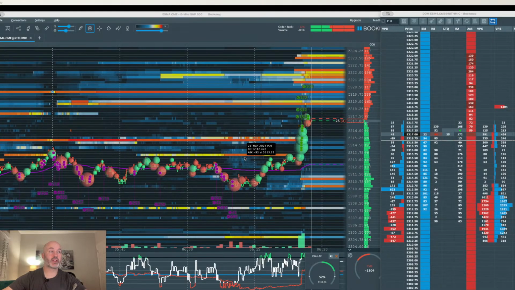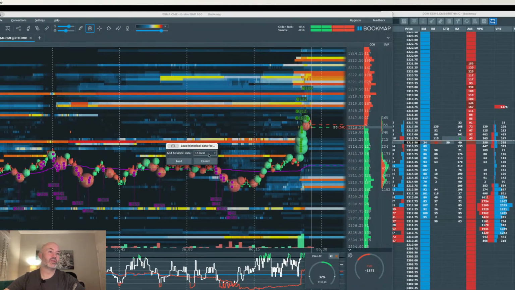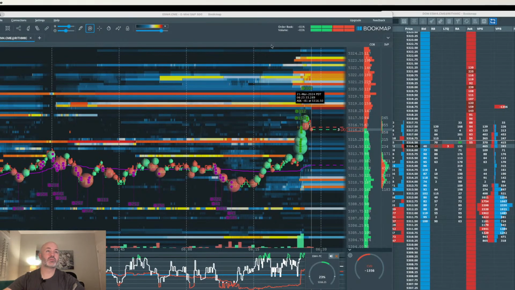It's like it hit it overnight. I can't even go back. I could pull up data. Bookmap does have a way to load historical data, but I don't really need that right now. We just know based on TradingView that it was hit earlier overnight.